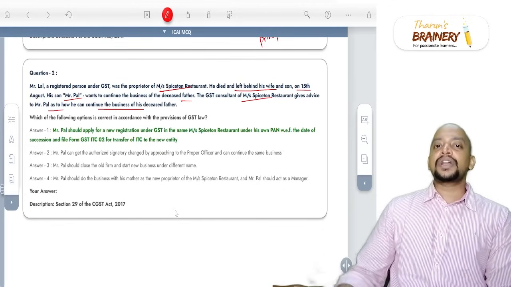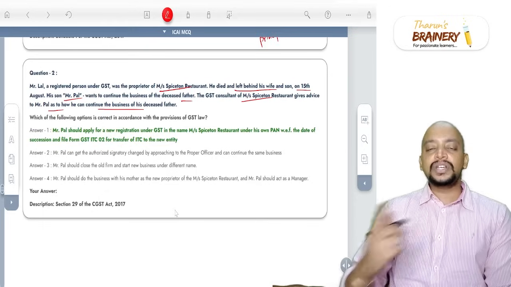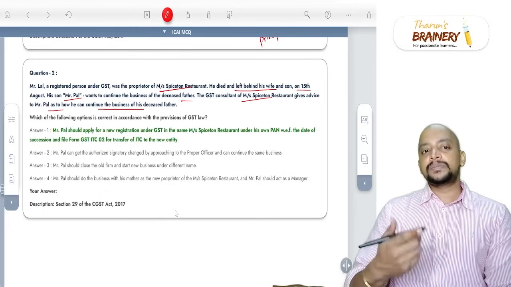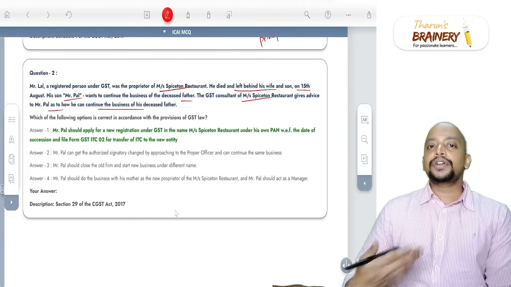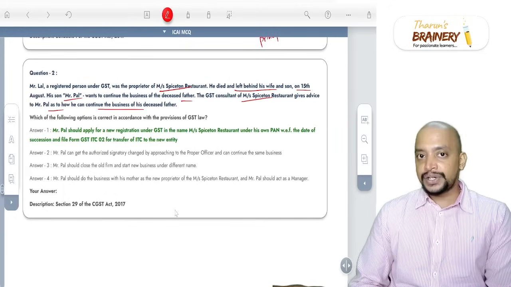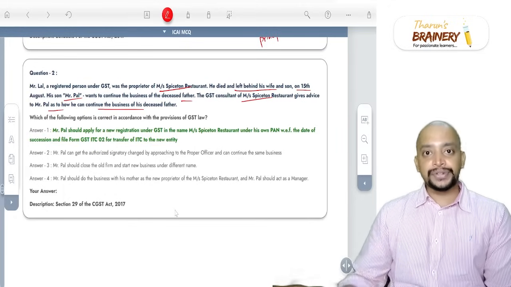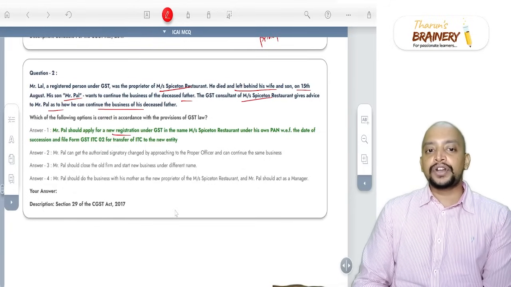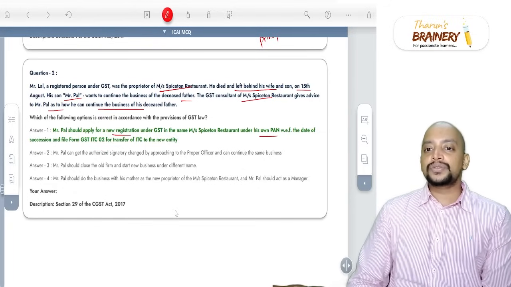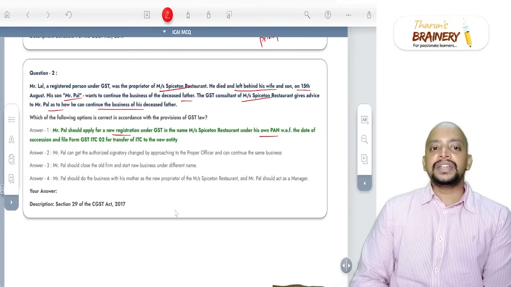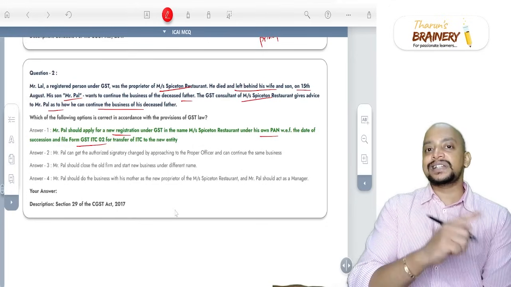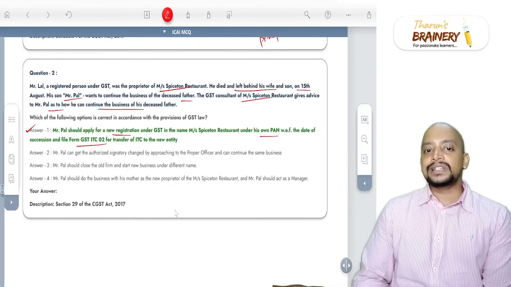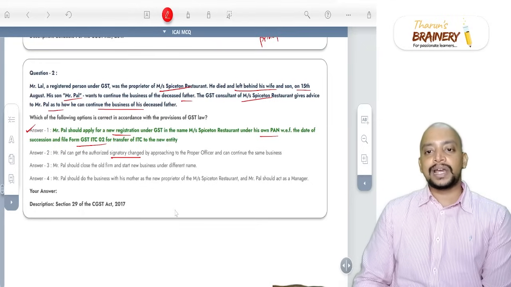Yes, the business can be continued, but as there is a change in permanent account number, they need to get a new registration. So Mr. Paul cannot continue the registration. He needs to get a new registration and cancel the old registration of his father. Mr. Paul should apply for new registration on his own PAN, and he needs to file ITC-02 for transfer of ITC from the old registration to the new registration. That is correct. Paul can get authorized signatory change. No, that is not correct.